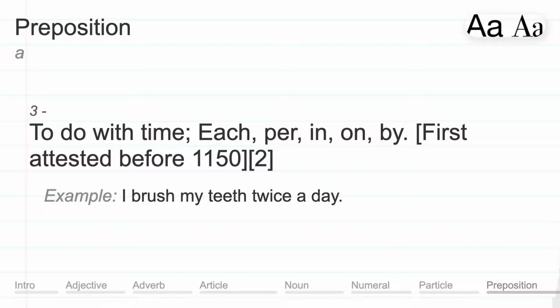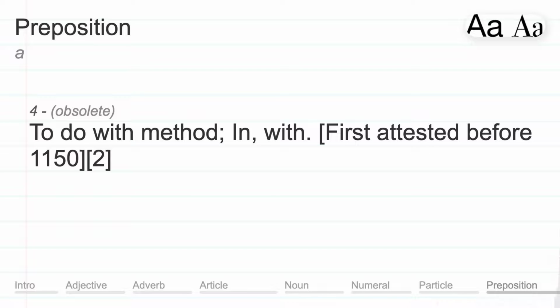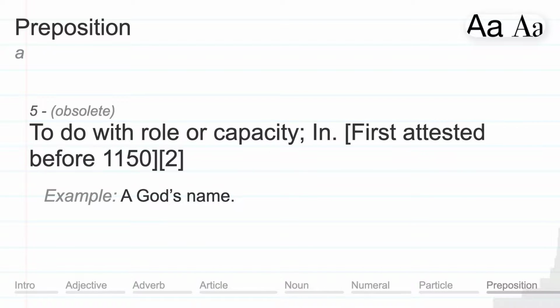To do with time. Each, per, in, on, by. First attested before 1150. 2. Example: I brush my teeth twice a day. To do with method. In, with. First attested before 1150. 2. To do with role or capacity. In. First attested before 1150. 2. Example: A god's name.